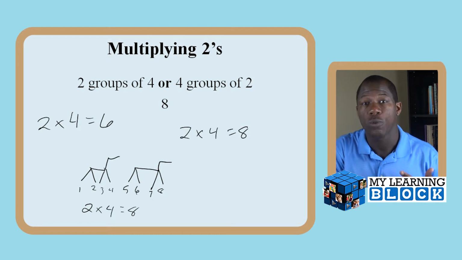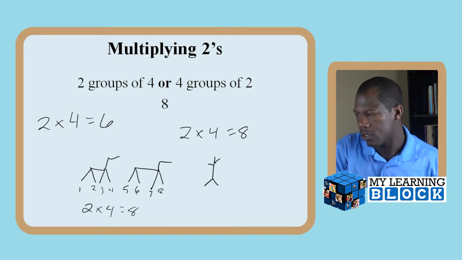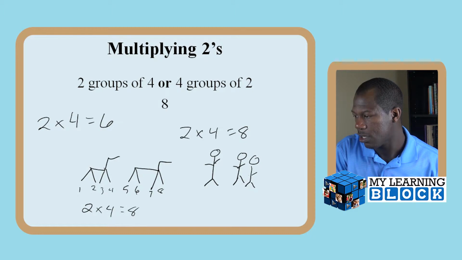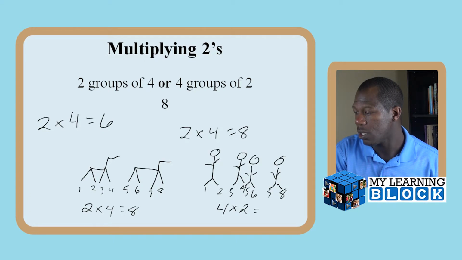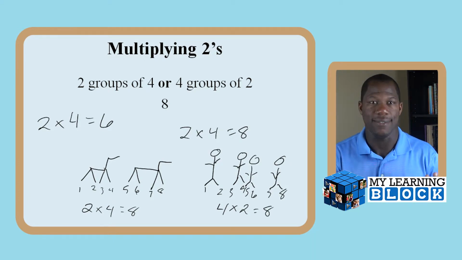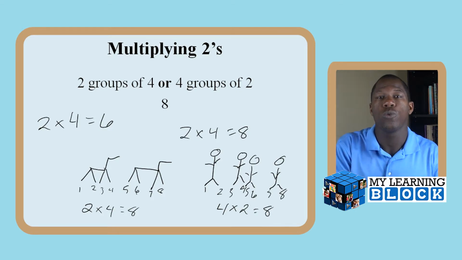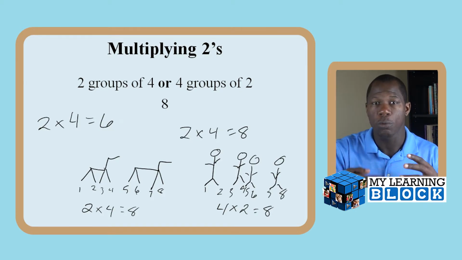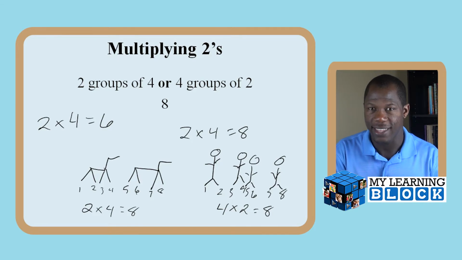Or I could also do 4 groups of 2. Now, I could do a stick man, bear with me. 1, 2, 3, 4, and then I could count their legs. So I have 1, 2, 3, 4, 5, 6, 7, 8, and again 4 groups of 2 equals 8. So that's a way of showing 2 groups of 4, 4 groups of 2, 2 groups of anything. As always, I'll get there, doubling the number.